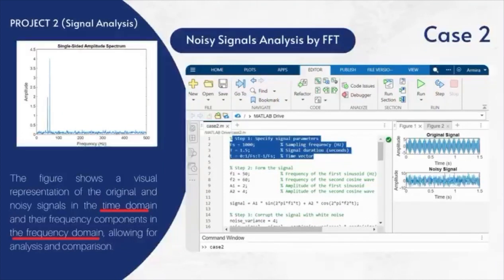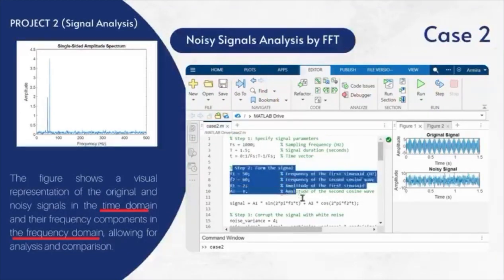To start off our exploration to generate a signal, introduce noise, and analyze frequency using fast Fourier transform, first we need to specify signal parameters. Here we have 1000 Hz for the sampling frequency with a signal duration of 1.5 seconds and a time vector, which is discrete time points using the specified sampling frequency.